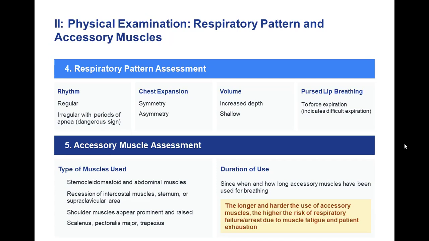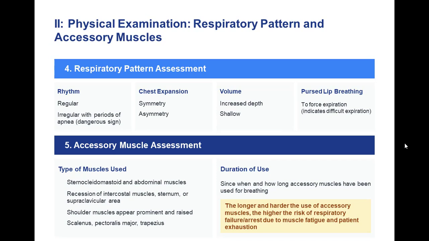Look for the use of the sternocleidomastoid muscles in the neck and the abdominal muscle. Also observe for recession, the pulling inward of the intercostal muscles, sternum or supraclavicular areas. The shoulder muscles such as scalene, pectoralis major and trapezius may also appear prominent and raised. Once you observe these, determine the duration of use.